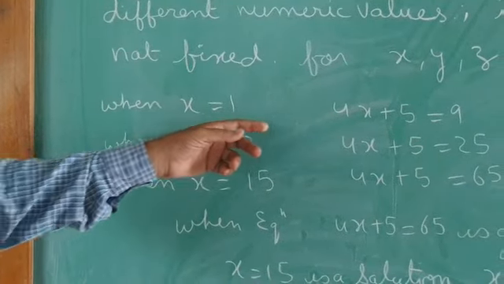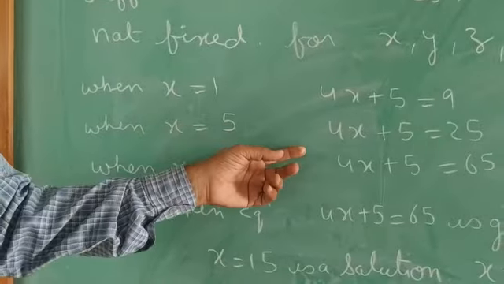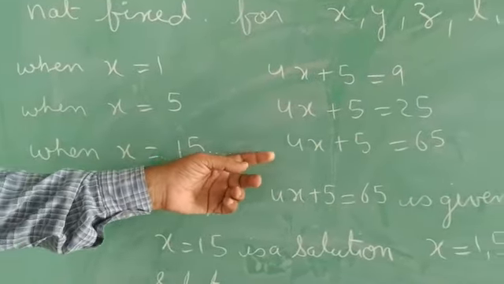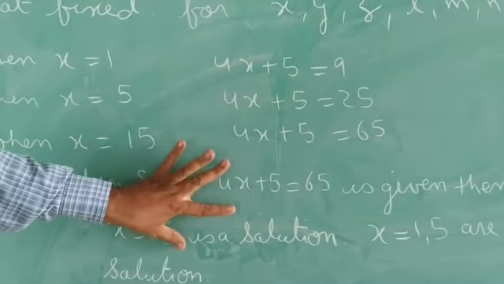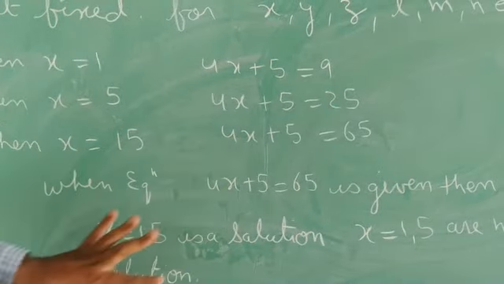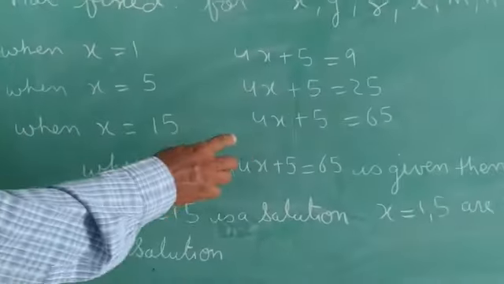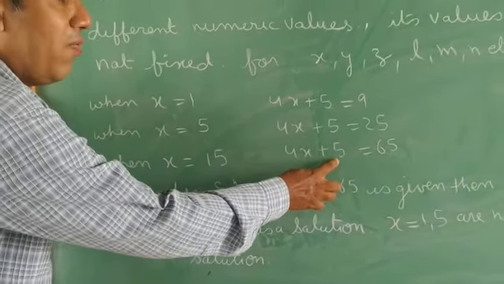x equal to 1, then 4x plus 5 equal to 9; x equal to 5, then 4x plus 5 equal to 25; x equal to 15, then 4x plus 5 equal to 65. Now when this equation is given, then x equal to 15 is a solution. Because see, if I keep x equal to 15, 15 fours are 60, 60 plus 5, 65.